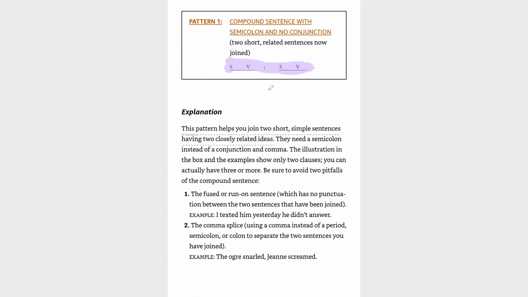Now, when to use this? She and he are going to give us some explanation. So this pattern helps you join 2 short, simple sentences having 2 closely related ideas. The ideas have to be related in some way. They need a semicolon instead of a conjunction and comma. The illustration in the box and the examples show only 2 clauses. You can actually have 3 or more. Be sure to avoid pitfalls of the compound sentence. So you can have, for instance, the train approached.